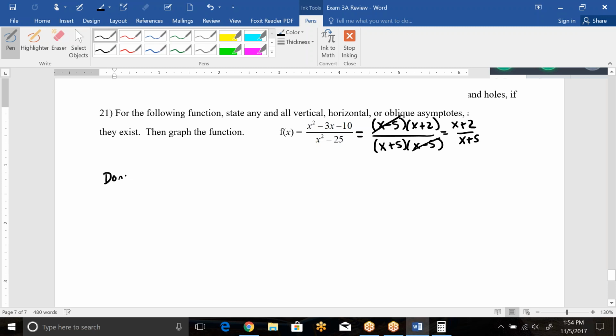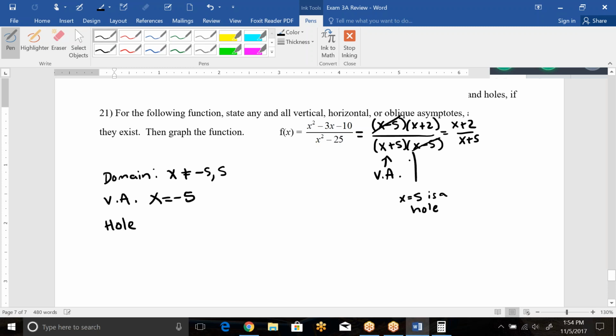Now your domain, though, is all the values that were bad from the beginning, and that would be -5 and 5, because they both came from the denominator. The difference here is that there's only one vertical asymptote, because the vertical asymptote is what's left if it doesn't get canceled out. So that would be x equals -5 if we solve that for 0. I'm going to go ahead and write the hole here because it's affected by this. The hole comes from the part that cancels out. So x equals 5 is a hole because it canceled out.